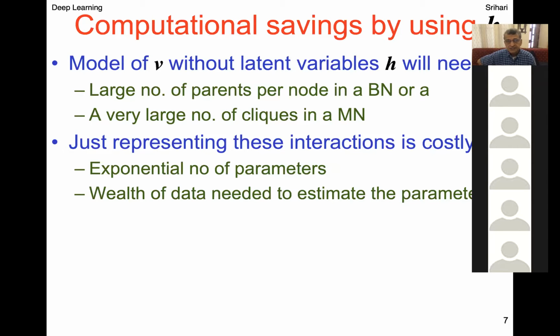This is simply saying, even if you have a set of binary variables, if all pixels can only be 1 or 0, the number of possible combinations will be 2 to the power of the number of variables you have. If you have 1,000 pixels, that's 2 to the power of 1,000 combinations. So that's an exponential number of parameters. And a wealth of data would be needed to estimate the parameters, right? If the number of parameters itself is so large, the number of samples needs to be maybe 10 times or 100 times that. So these are the kinds of savings that are possible.